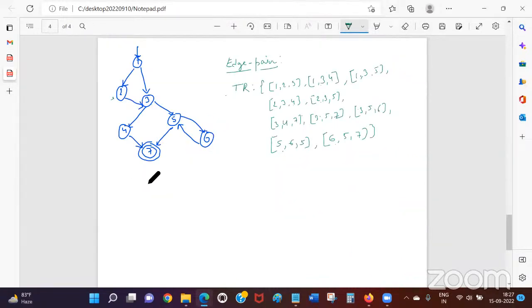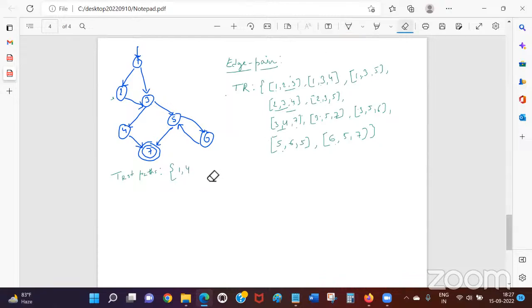So let me also design the test paths. What should my test paths be? Let me start with 1. I should have a number of paths which cover all of this. So I start with 1, then there is 2, 3. With 2, 3, I can go to 4, so basically these two are covered. Now with 3, 4, you can go to 7.